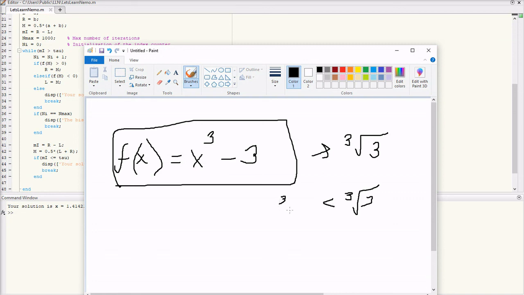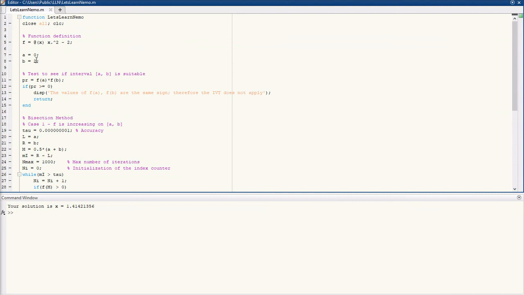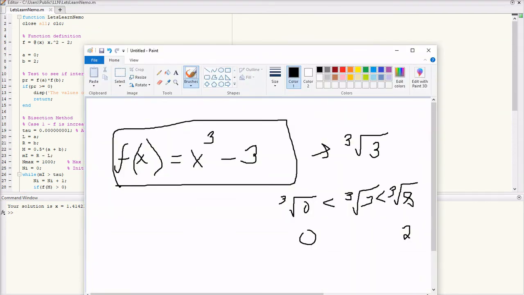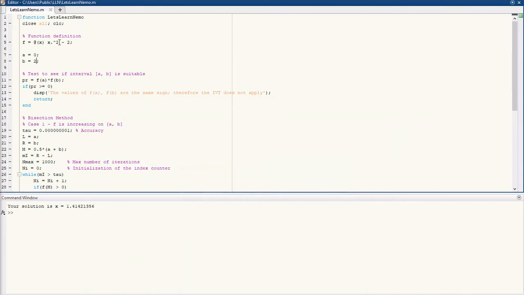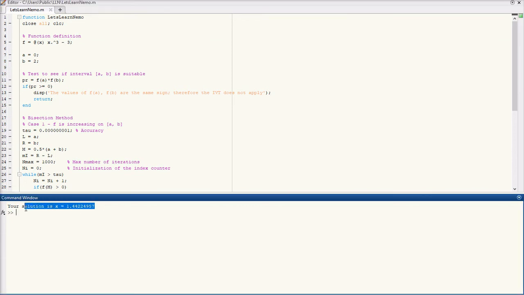This is going to be between the numbers cube root of 0 and also the cube root of, let's do the cube root of 8, right? Because this is equal to 0, this is equal to 2, and 0 is less than 3 is less than 8. So 0, 2 would be an appropriate interval. So let's make these changes. So let's 0, 2, what did I choose? 8, 2. Let's do the cube root of 3. Let's run this again.